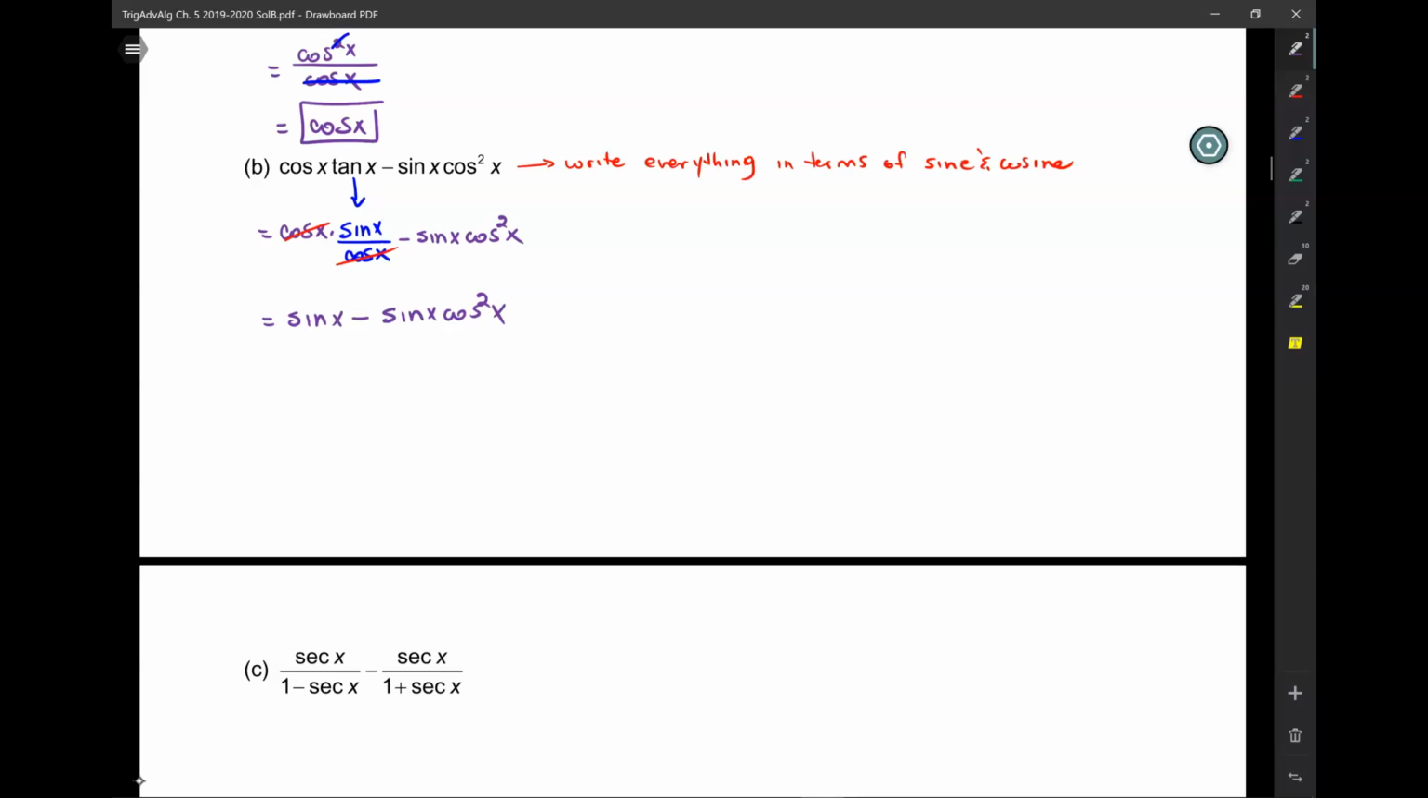Okay. So what I do here is factor. What can I factor out? A sine x. Okay? So here I'm going to factor out sine x. When I factor out a sine x from the left side, let's see what I have left. What am I left with? 1 minus. A 1.